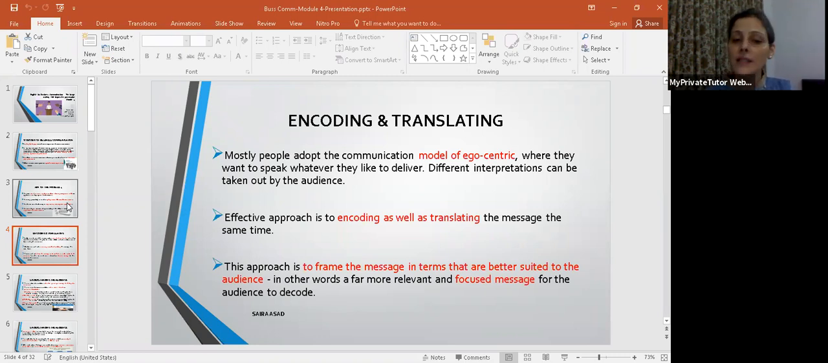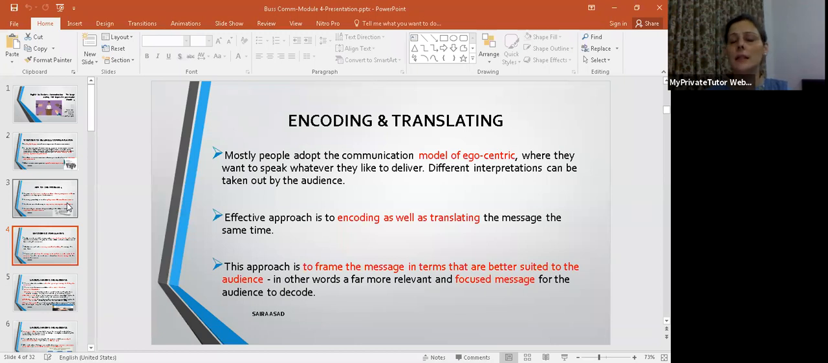Positively, the effective approach is encoding as well as translating the message at the same time. What is going to be the effective approach? As I told you right now, the message you want to convey is translated the same. That is known as the effective delivering of a message.